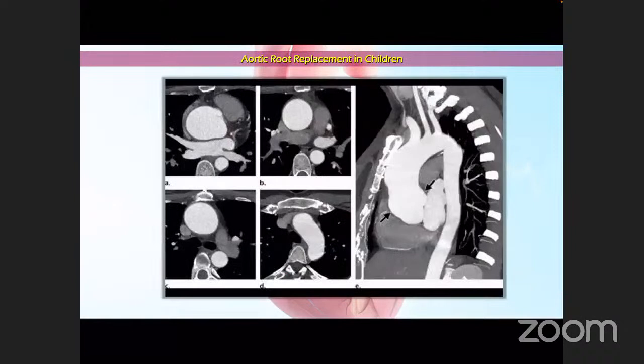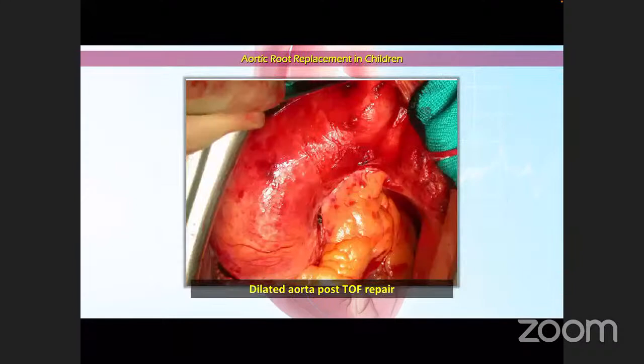This is a patient who had a Ross procedure, where you can see that the aortic root and the ascending aorta are dilated. And this is again because of the use of the pulmonary root as a replacement for the aortic root. This is a patient with tetralogy of Fallot, and you can see significant dilatation of the ascending aorta that even extends into the beginning of the aortic arch.